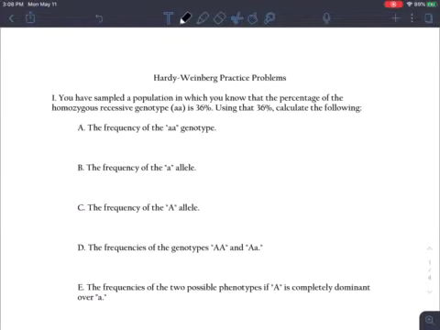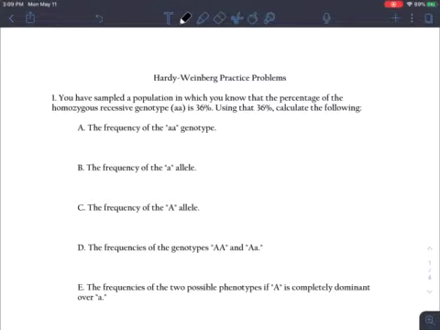Okay, ladies and gentlemen, so hopefully you have already listened to my lecture on Hardy-Weinberg and now you're getting on into the practice problem set. It's just good to be able to practice it and go over it. This is really algebra. That's really all it boils down to. I know that makes some of you want to cry and cringe inside, but that really is what this is.